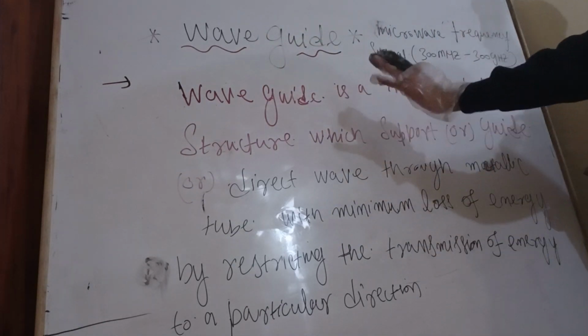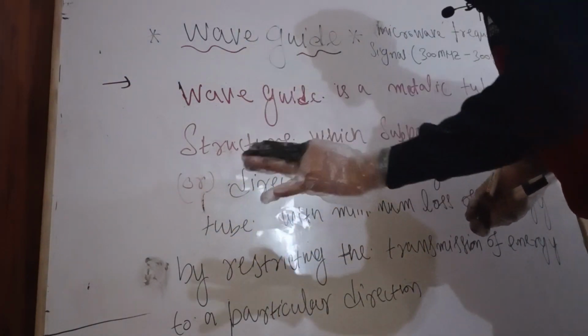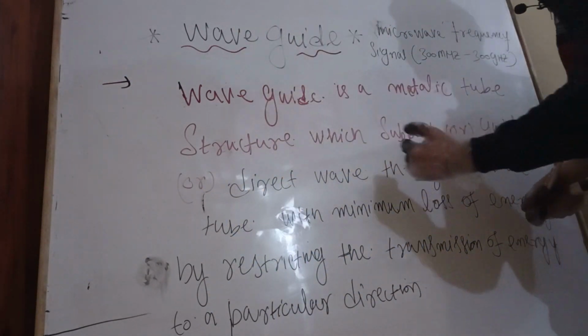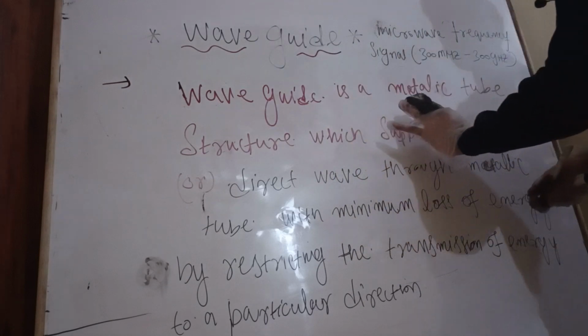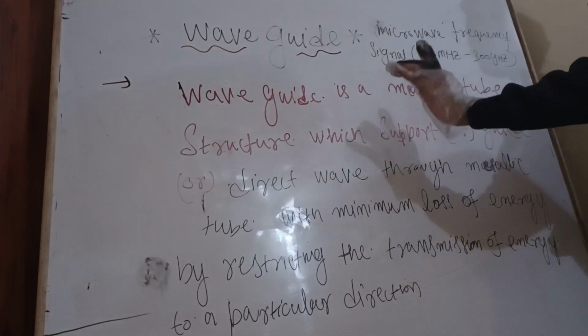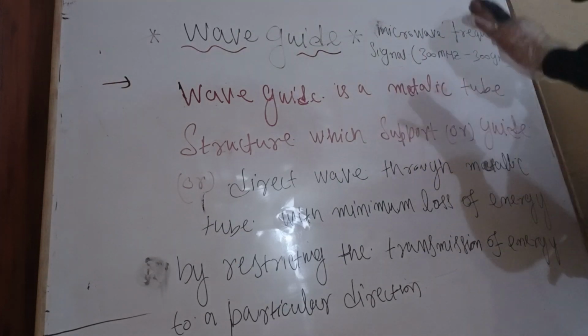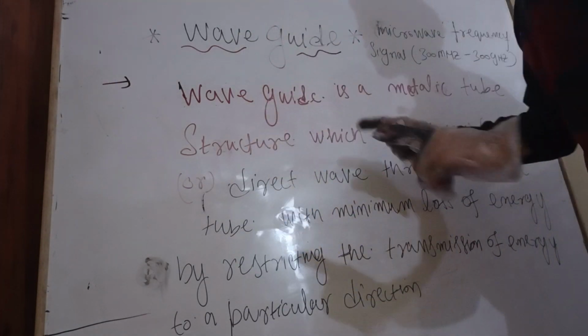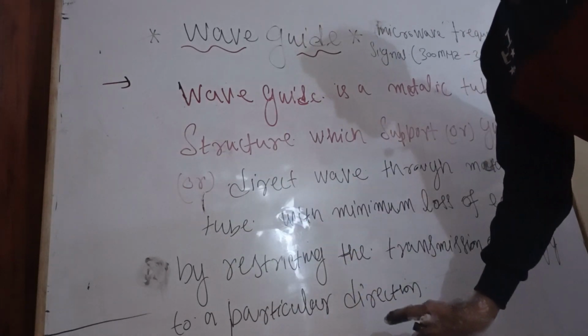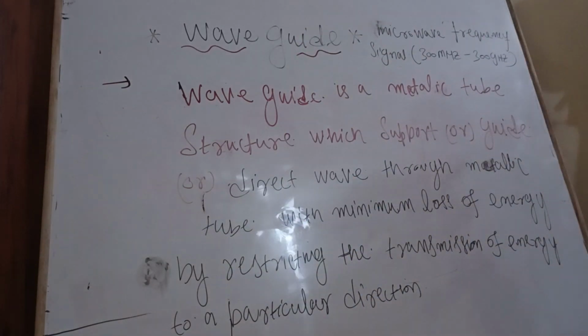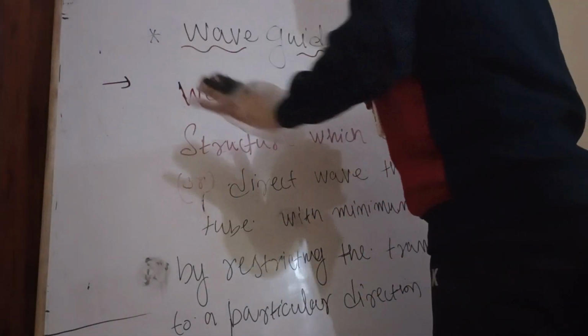For low frequency signal transmission, we generally use coaxial cable and parallel transmission line. For high frequency signal transmission, we are using waveguide. Okay, so this is about waveguide.